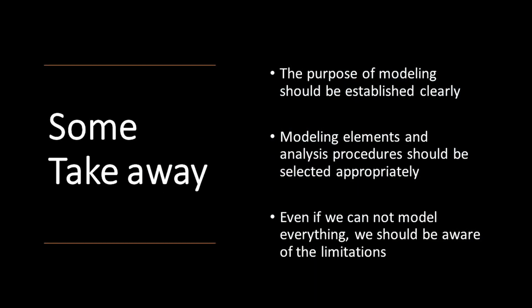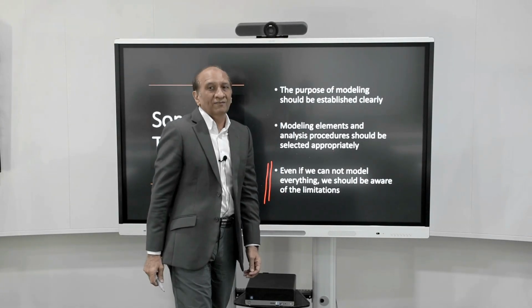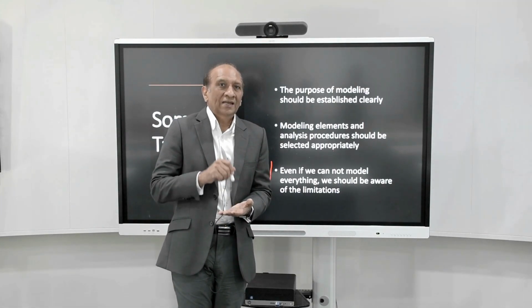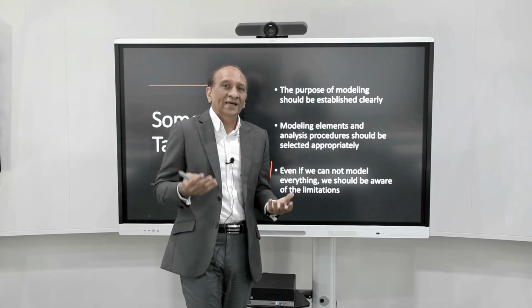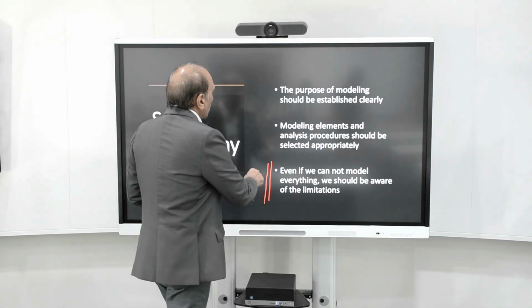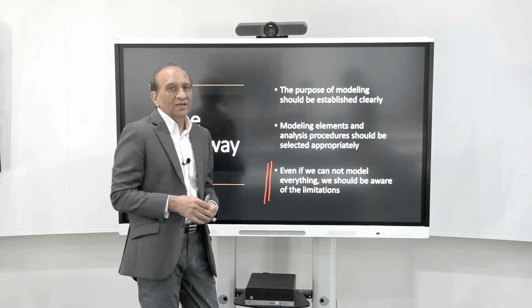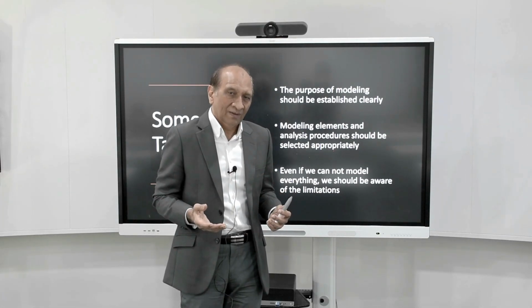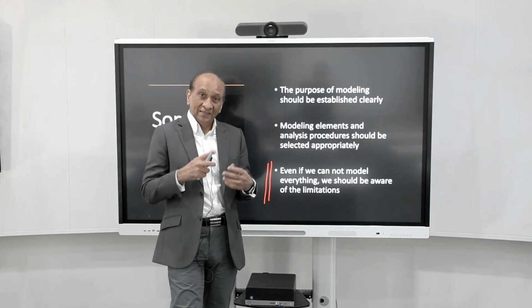Even if we cannot model everything, we should be aware of the limitation. This is very important, this step. Even if we cannot model everything, which we cannot, at least we should know what we missed and how that could have been incorporated, or can be incorporated, or how that can be approximated, right? So this is very important, being aware of what we didn't model. Don't think that your model is complete. Your model is almost never complete. You will always miss something, but we should know what we missed and what impact it might have on the response. Is it acceptable or not?